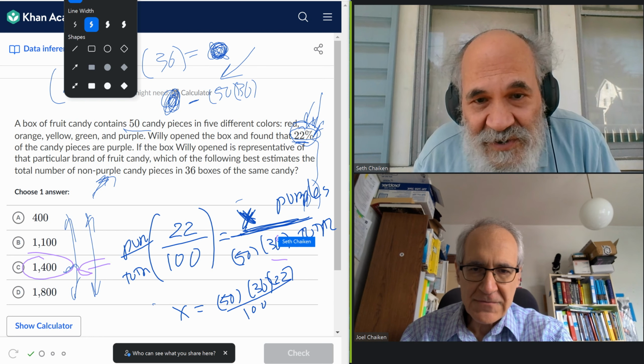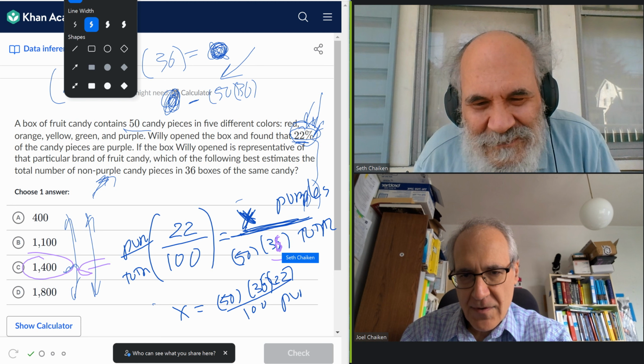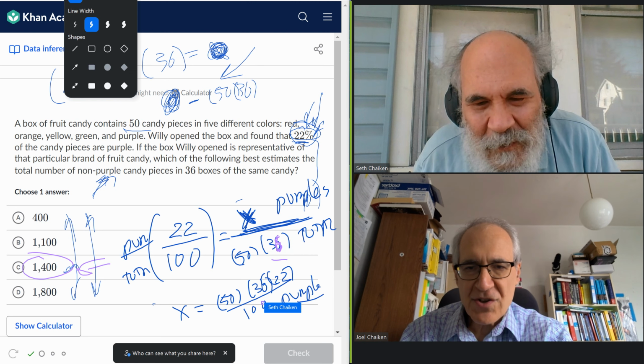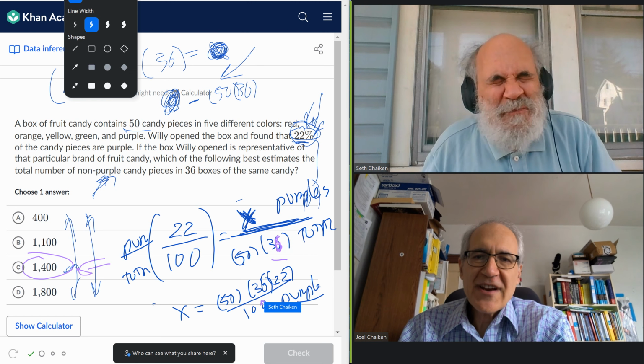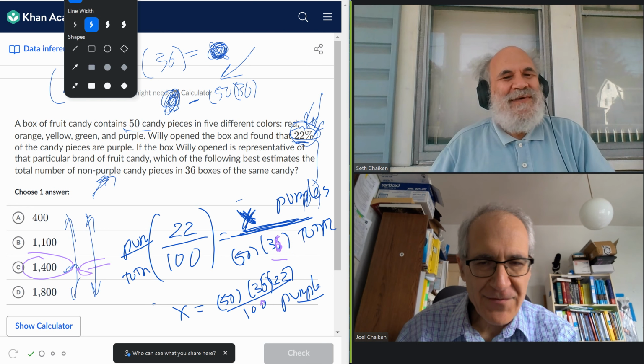That is a 36, yeah. This is the number of purples. So you can do it also as a proportion. What you're doing is extrapolating. This is a type of problem where you're extrapolating from a sample.